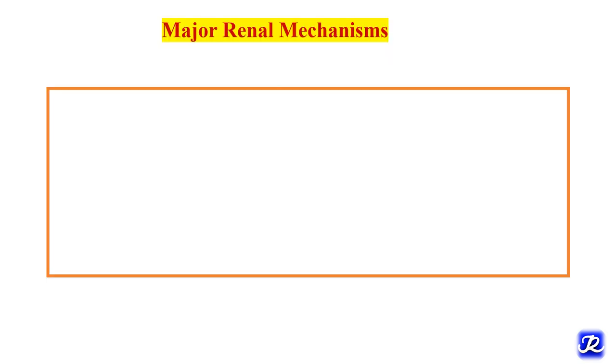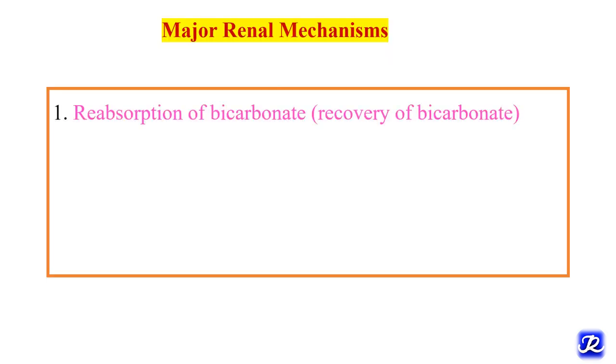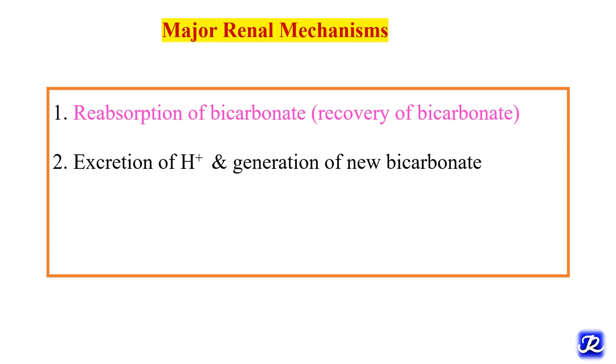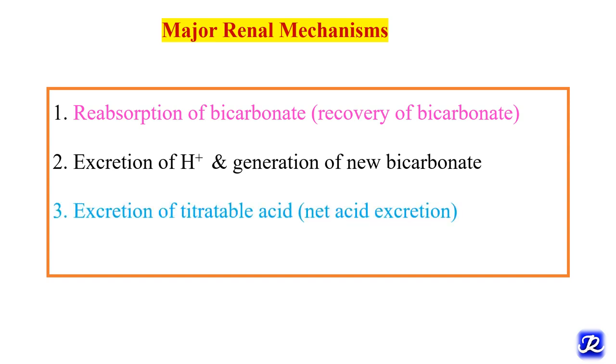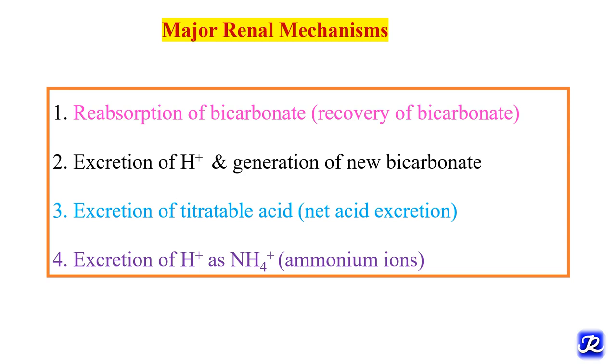The major renal mechanisms are: first, the reabsorption of bicarbonate, that is recovery of bicarbonate. Second, excretion of hydrogen ions and generation of new bicarbonate. Third is excretion of titratable acid, that is net acid excretion. And fourth is excretion of hydrogen ions as ammonium ions.